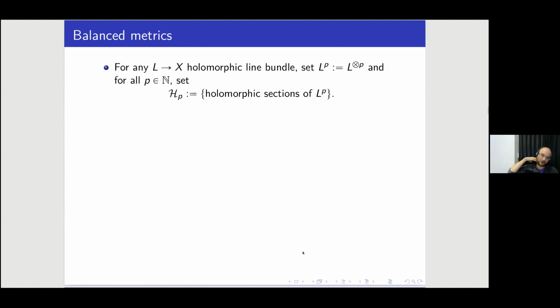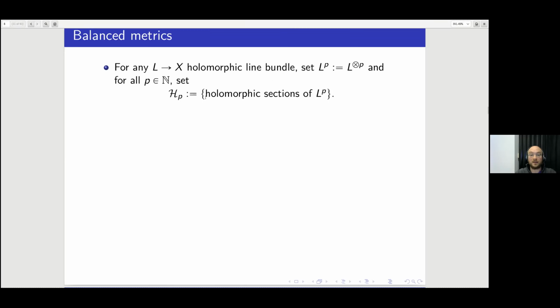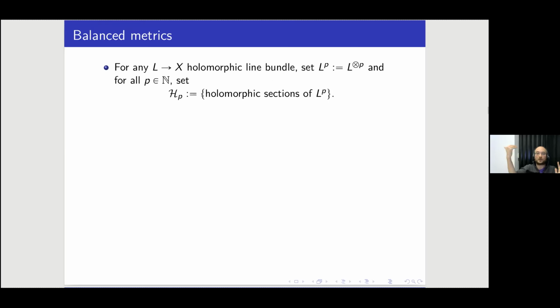So to introduce balanced metrics, I will need to get a little bit more into details and recall for you that for a holomorphic line bundle on X, these are simply notations: if we have a holomorphic line bundle L on X, I will write L^P for, P an integer, the P-th tensor power of L, so L tensored with itself P times. And I will set H_P for the finite dimensional space of holomorphic sections of L^P, right?